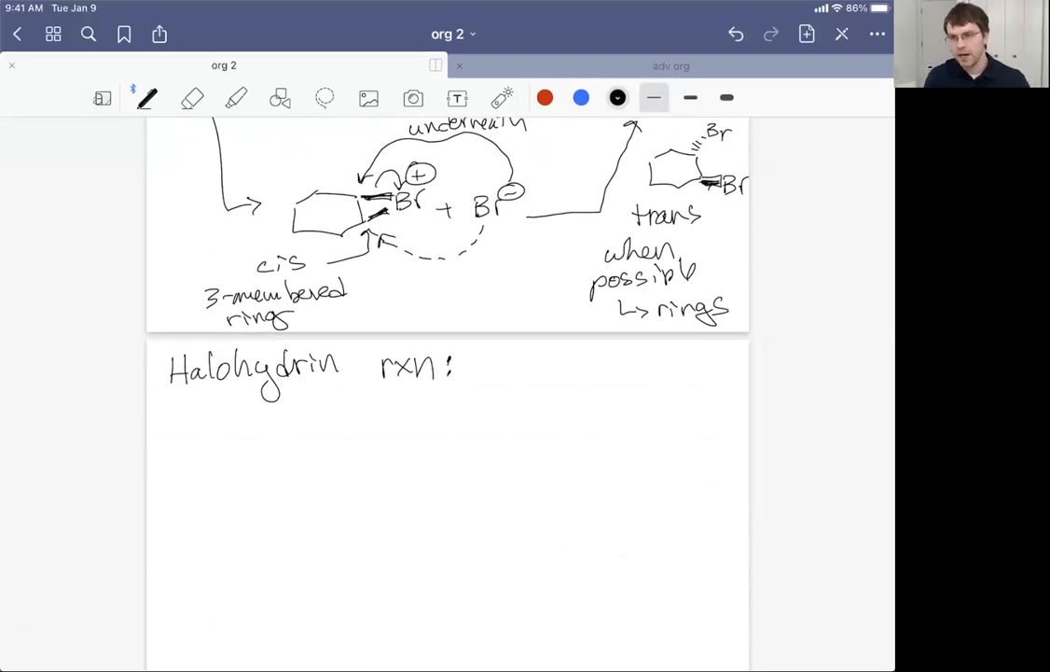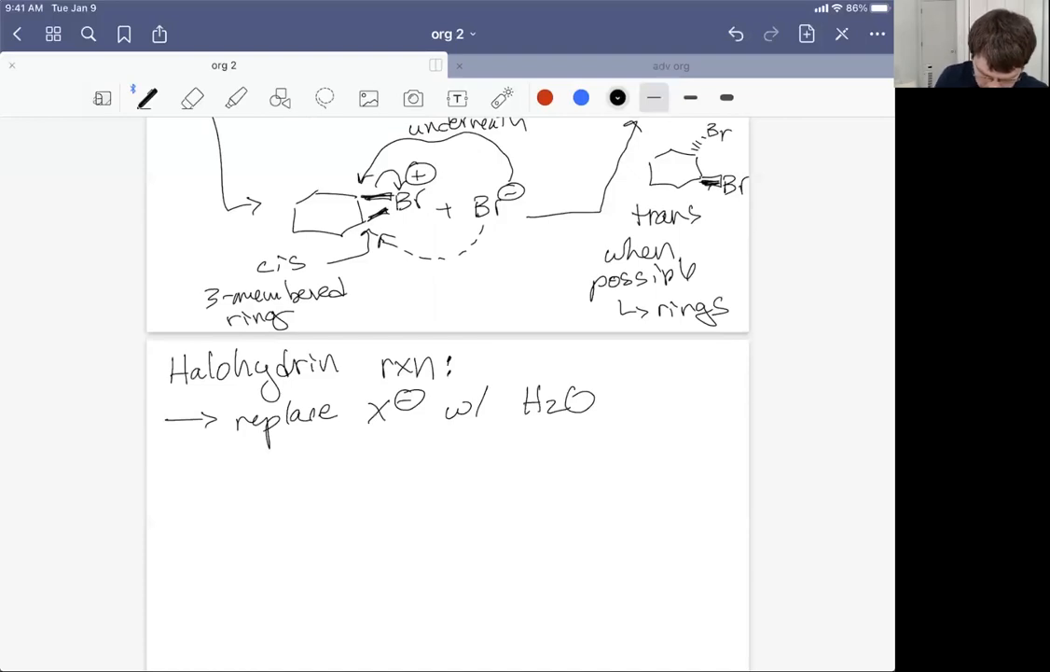In the Halohydrin reaction, what we do is we actually replace the X minus nucleophile with water. This is similar to the hydration reaction that we had talked about previously, where we had H plus and X minus adding together to the alkene. Here we're having X for the halonium ion, kind of X plus, and then H2O adding instead of the X minus. So what does that look like?